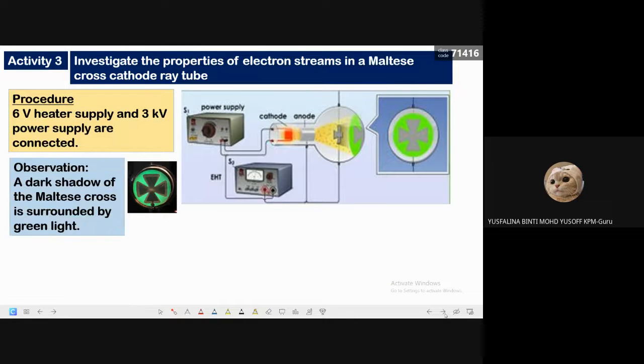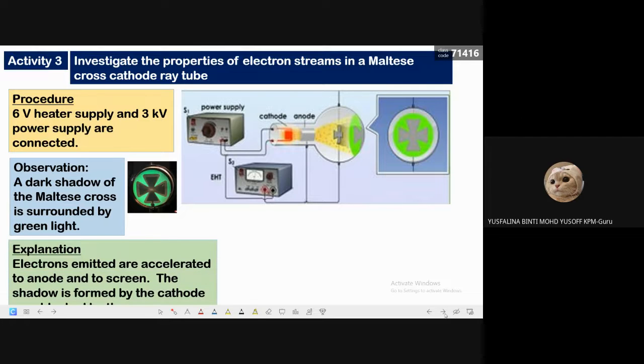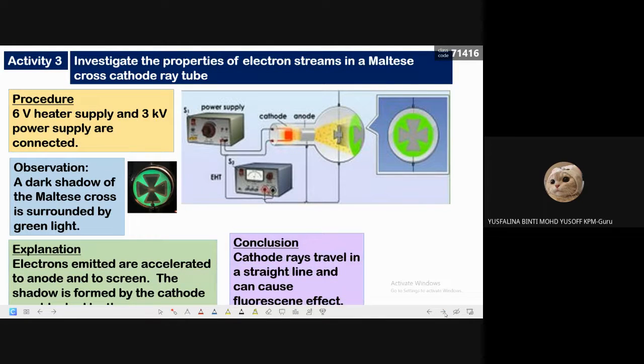Then another thing: a 6-volt heater supply and a 3 kilovolt power supply are connected. Just now we only switched on this part. Now we switch on S1 and also S2. What will happen? The observation: a dark shadow of the Maltese cross is surrounded by green light.